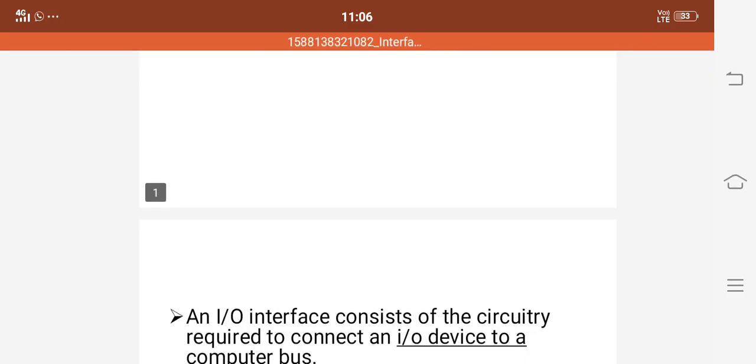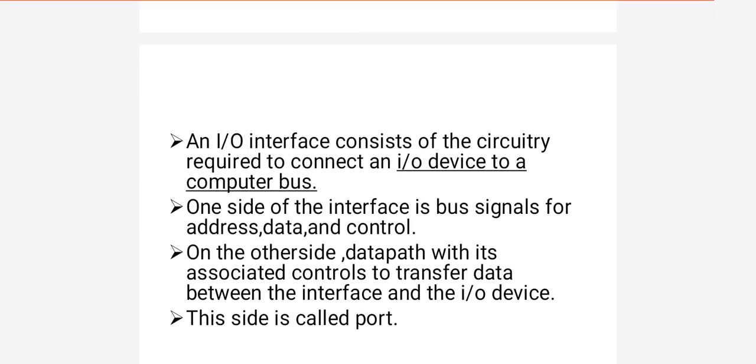What is an interface circuit? An input-output interface consists of the circuitry required to connect an I/O device to a computer bus. One side of the interface is the bus signals that are used for transferring address, data, and control. On the other side, there is a data path with its associated control to transfer data between the interface and I/O devices. And that part is called port.